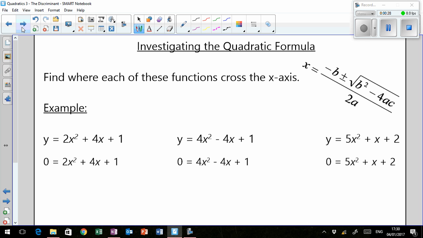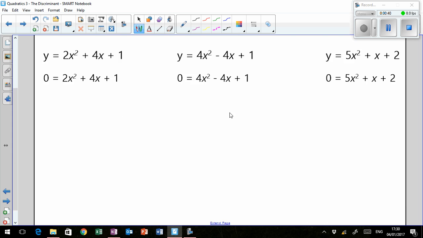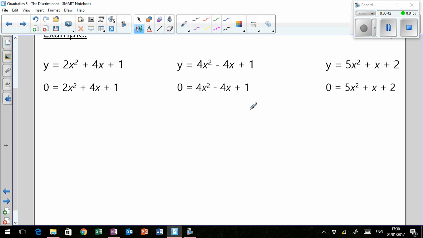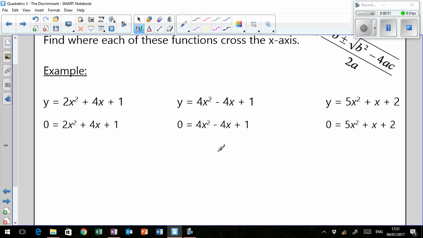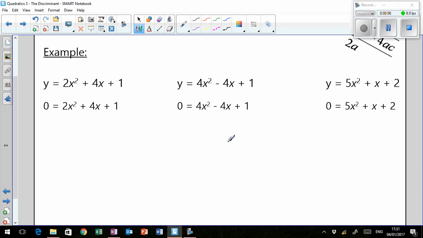Firstly, we're going to investigate the quadratic formula, which we have here, and specifically within these three functions, finding where each of these functions cross the x-axis. So I'm going to use the quadratic formula. Now, some of these will factorize to solve this. Don't worry about copying this down as a note. This is just something that you can listen to and try and follow. So, solving these three equations using the quadratic formula.